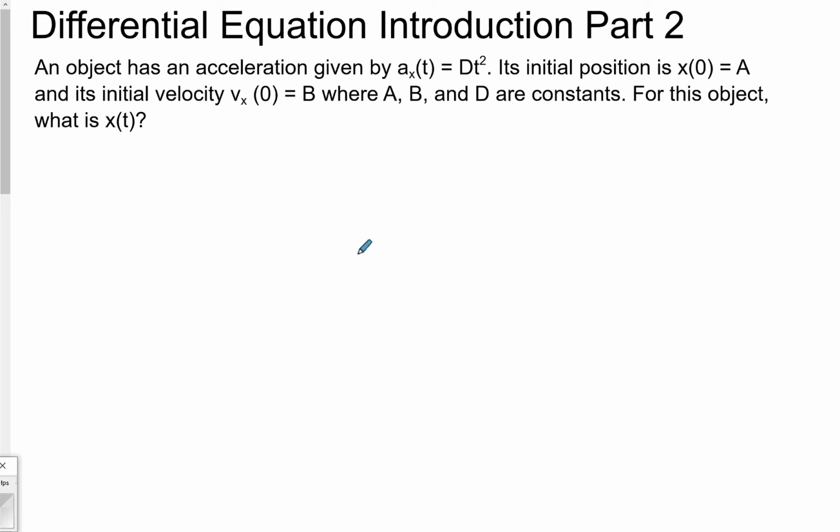This is part two in the series that we are doing on differential equations, kind of like in how they're used in physics. Some pretty basic stuff. So let's go ahead and take a look at this problem because we can do a little bit of that in here. An object has an acceleration given by a_x(t) equal to Dt squared. And then it tells us that when time is 0, x is equal to A, and when time is 0, your velocity is equal to B. And then it goes on to tell us that A, B, and D are constants. So for this object, what is x of t?